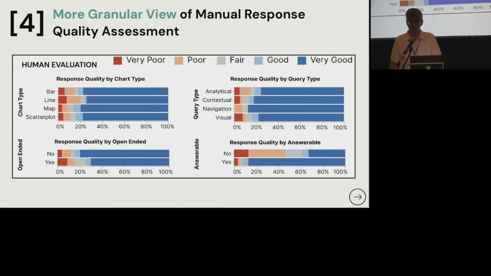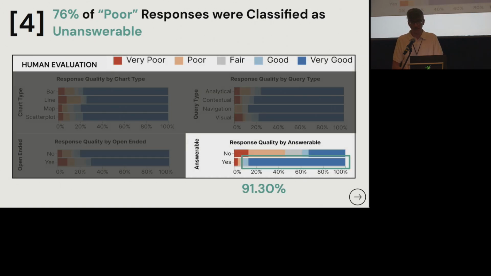And here's a more granular view of this, using the parameters of chart type, question type, as well as our new taxonomy that we introduced, that being open-ended and answerable. And you can see that 76% of the poor responses were classified as not being answerable. And this deals with the fact that these are real questions that could sometimes not pertain to the data set at all. And if we simply take these questions out, our system accuracy increases to a whopping 91.3%.